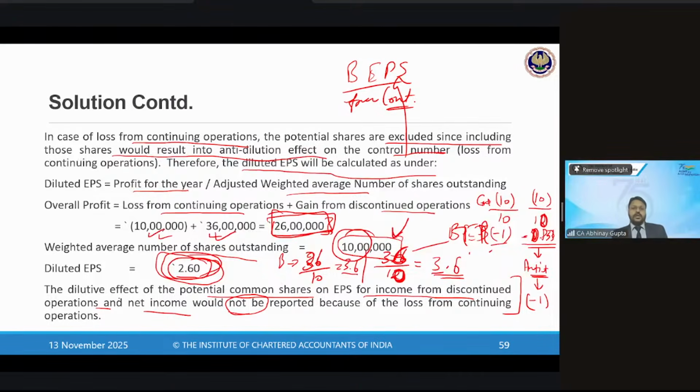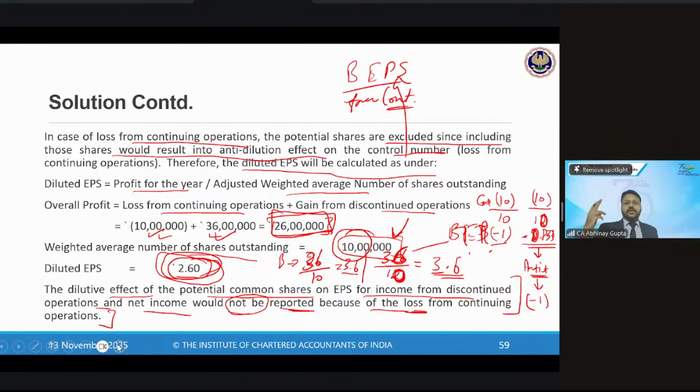And also, in this case, the dilutive effect of the potential common shares on the EPS of the company from the discontinued operations and net operations would not be reported because of the loss from continuing operations. So that is another thing the standard is saying. First of all, the calculation mechanics, and number 2, the presentation.